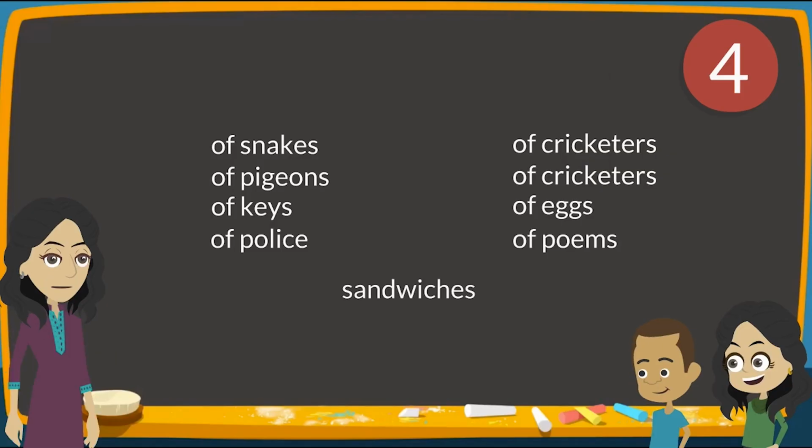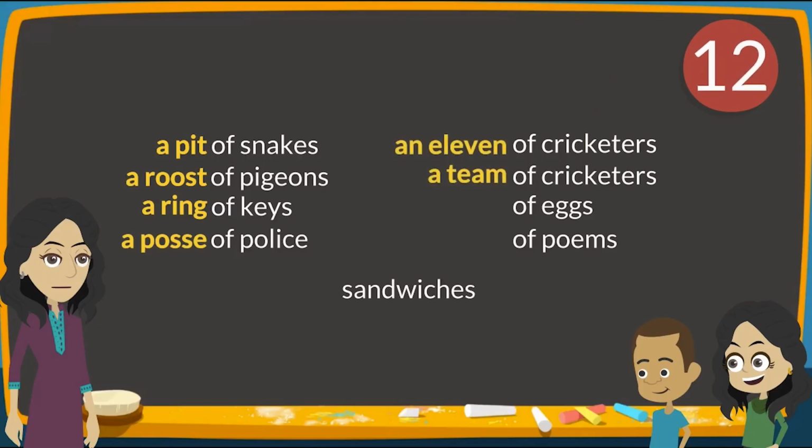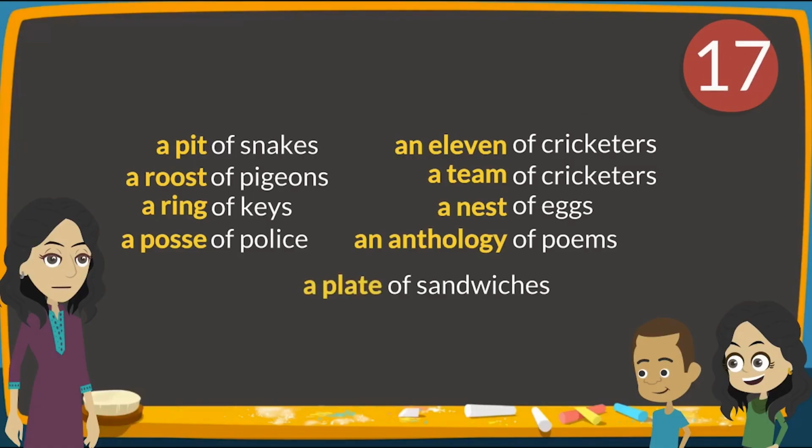I hope you're still counting. A pit of snakes. A roost of pigeons, but also a flock or flight of pigeons. A ring of keys. A posse of police. An eleven of cricketers or a team of cricketers. A nest of eggs. An anthology of poems. Sandwiches don't have a special collective noun, but you can use any general collective noun like plate or bunch or basket. Wow, Appa, you are good.